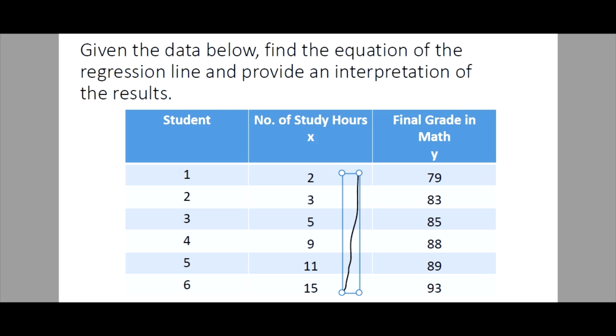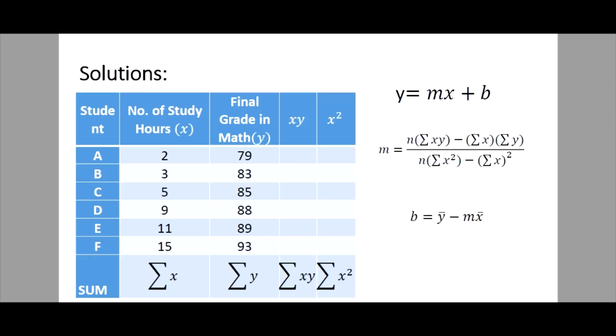So this is actually, by just looking at the data, we are sure that they are positively correlated, or again the slope will be positive. So let's try. So we have this formula. We will be needing x, y, and x squared.